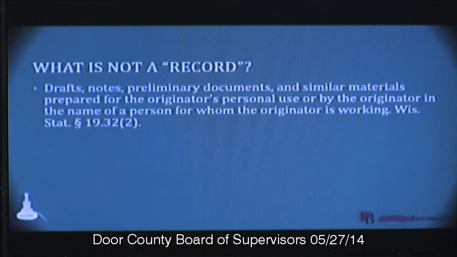You're all asleep still. There are no minutes from a closed session. That was a trick question. There should be no minutes from a closed session. Are you going to have notes from a closed session? Maybe.